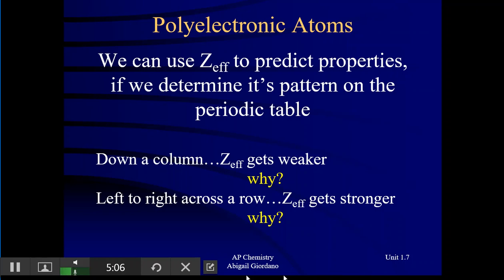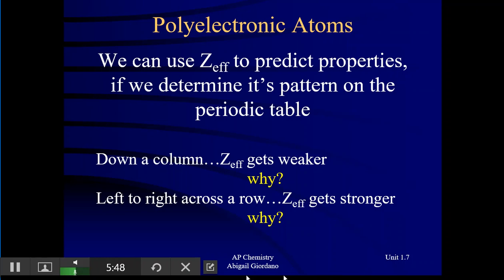And let's remember, guys, think back to Coulomb's law. The magnitude of positive charge in the nucleus is increasing, okay? Thus, the strength of that attraction between the nucleus and the valence electrons is getting stronger. So from left to right, although these elements have the same number of energy levels, the elements are gaining an increasing number of protons, thus the effective nuclear charge is getting stronger.